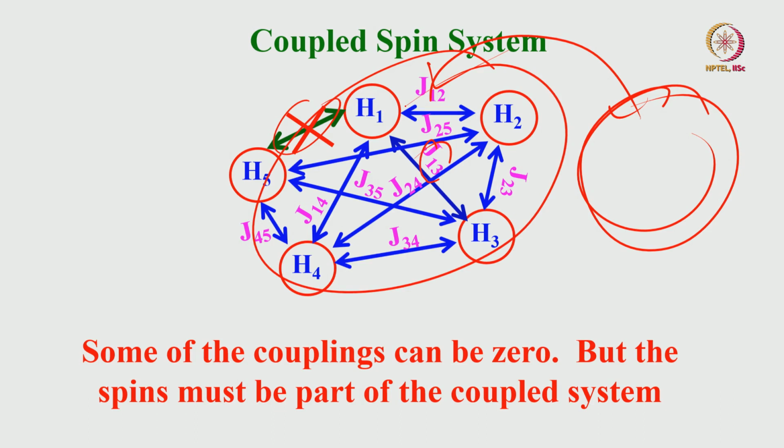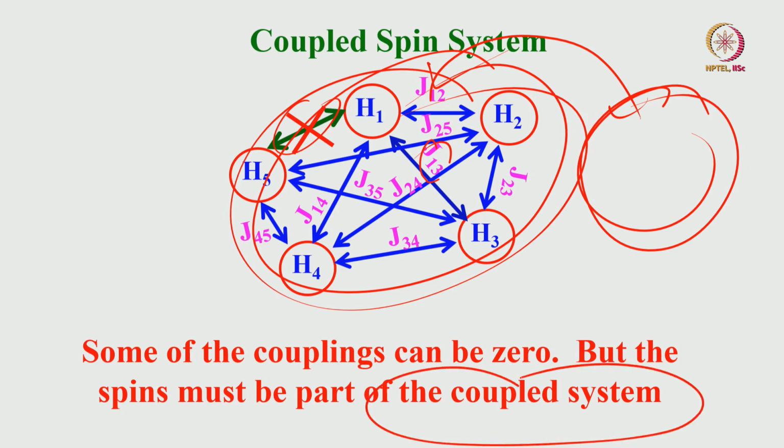There can be many spin systems possible; many spin systems can be present in the molecule. Okay, so this is the important concept to understand: what is a coupled spin system. A coupled spin system is a group of coupled spins with different coupling strengths. One of them could be 0, it does not matter, but the spins must be part of the coupled group of spins, the coupled spin system.